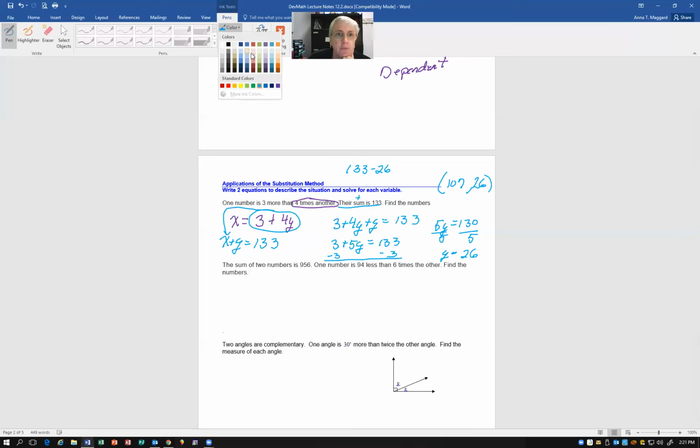Let's look at the next one. The sum of two numbers is 956. I like those equations. One number is 94 less than. Be careful with the phrase less than. This means you are subtracting 94 from something. 94 less than 6 times the other. I'll let you solve it. There's your two equations.